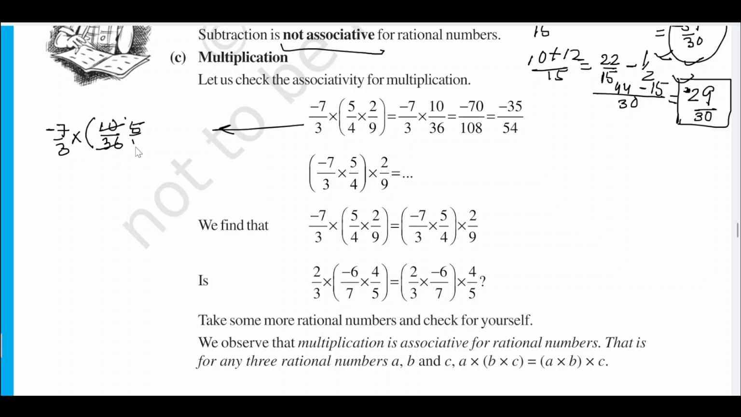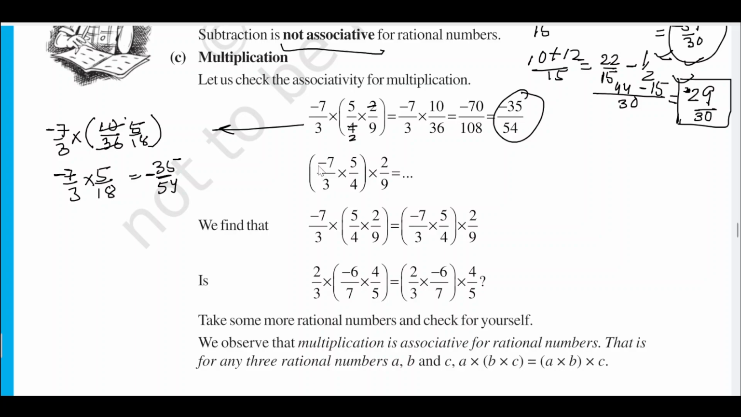5 by 18. Or you can also simplify here also. Okay, 5 by 18. So minus 7 by 3 into 5 by 18. Okay, that is 35 by 54, so minus 35 by 54.